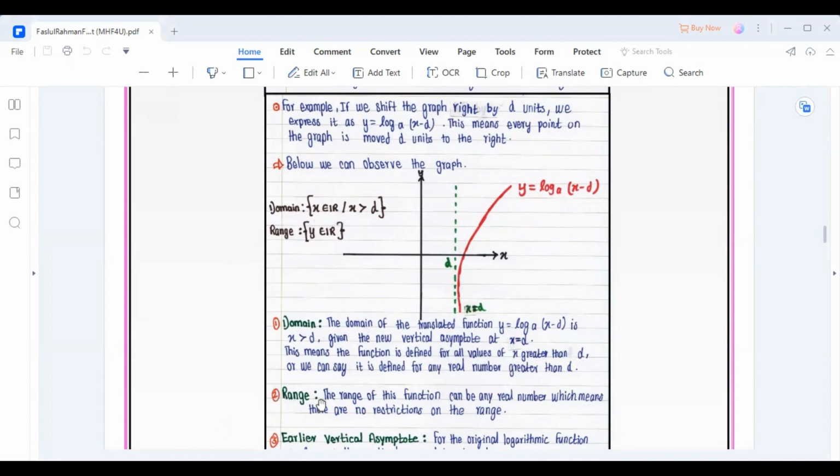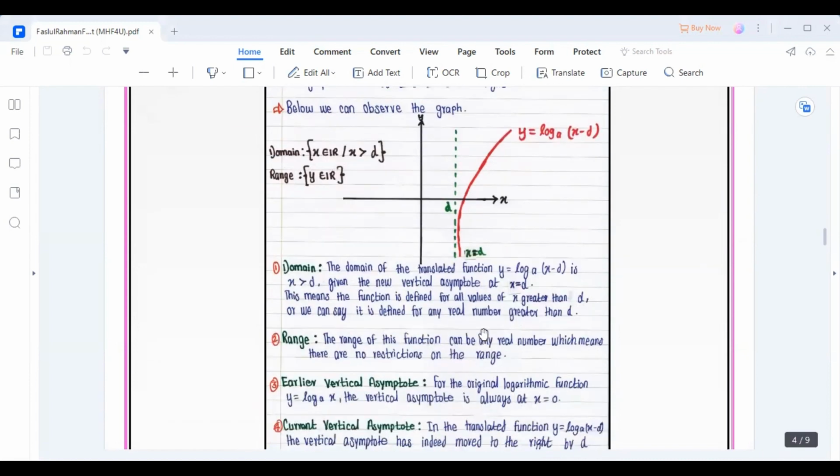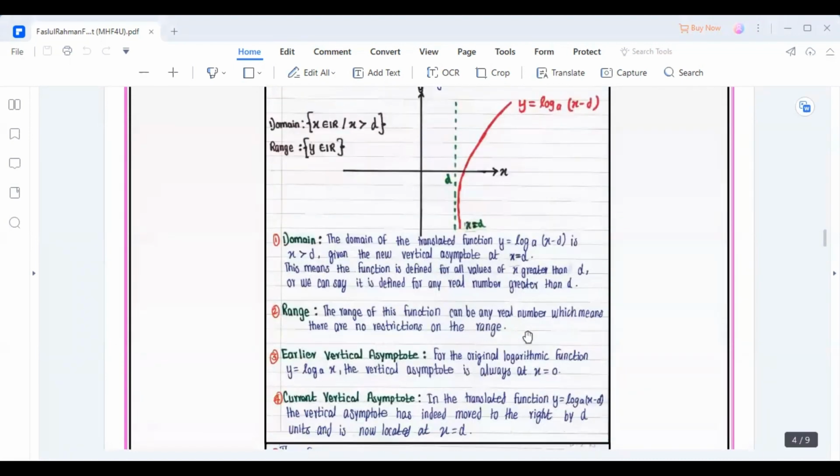The second one is the range. The range of this function can be any real numbers, which means there are no restrictions on the range. Therefore, the range is y is an element of R. So let's discuss the asymptote.